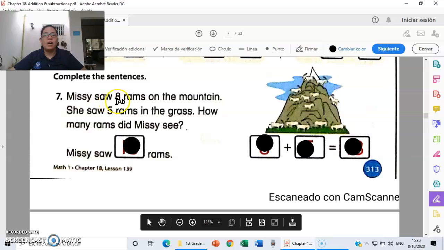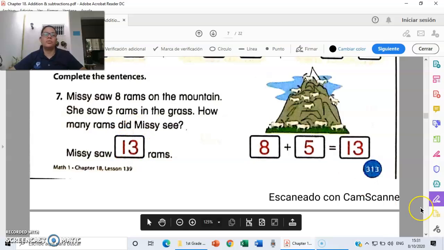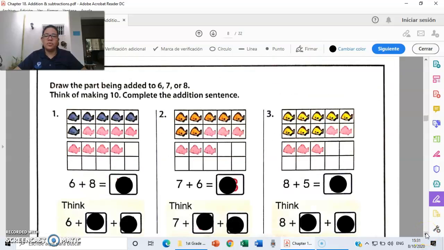Missy saw 8 rams on the mountain, and she saw 5 rams in the grass. How many rams did Missy see? Hmm. So got 8, and then down get 5. So you can use different ways of counting, but if you can start saying 9, 10, 11, 12, 13. Good job. Remember, you can use your fingers too. You still can use your fingers to count.